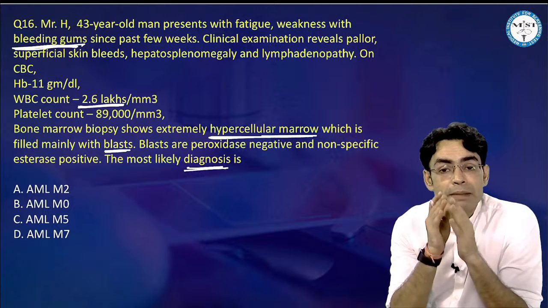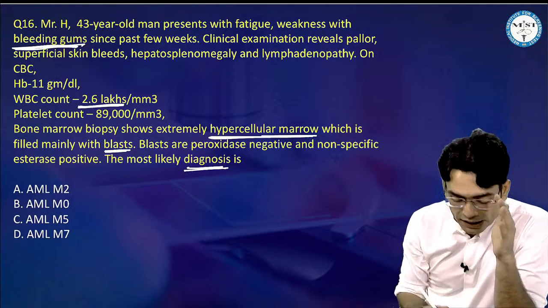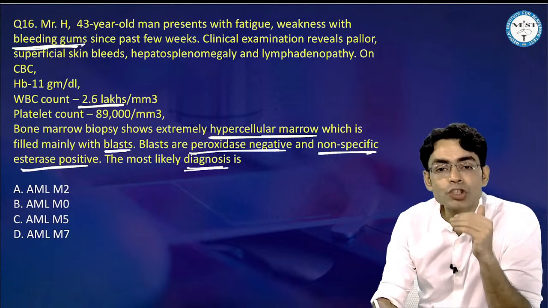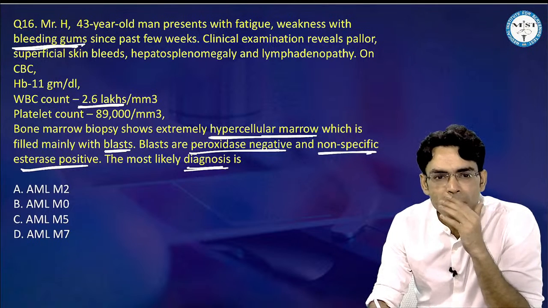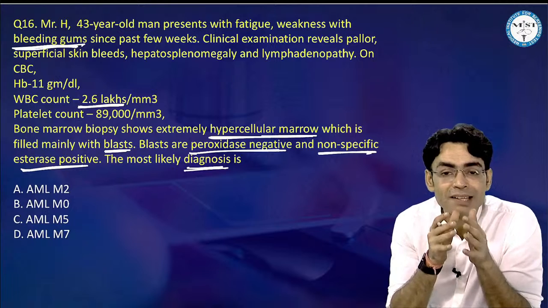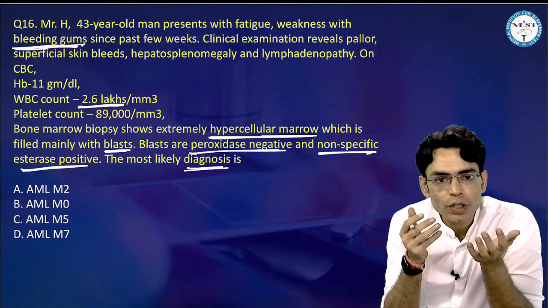Okay? Hypercellular marrow, which is mainly filled with blasts. Blasts are peroxidase negative and NSE positive. The most likely diagnosis is, we are talking about blast percentage, mainly blasts are there. That means it has to be an acute leukemia.